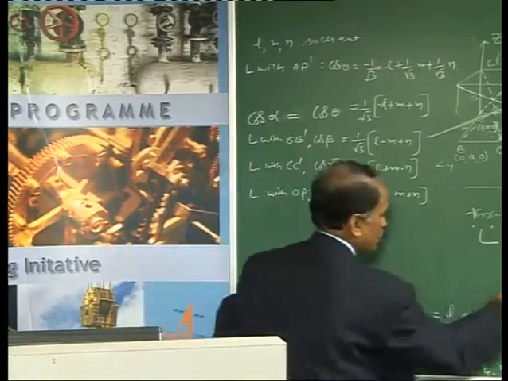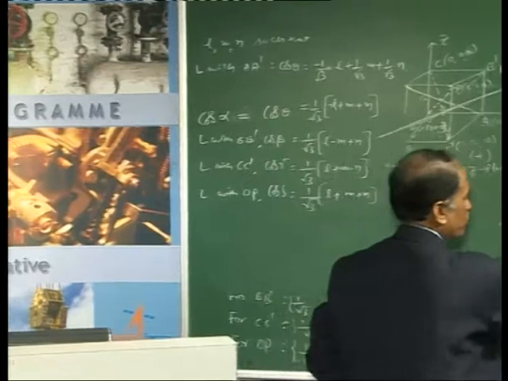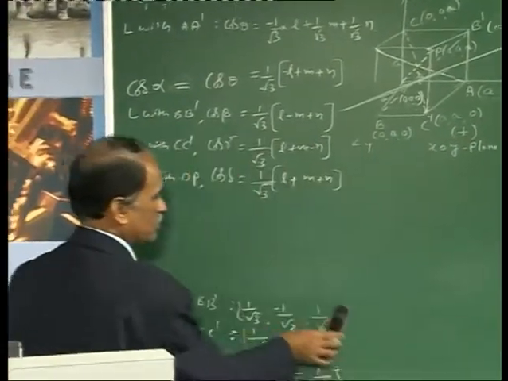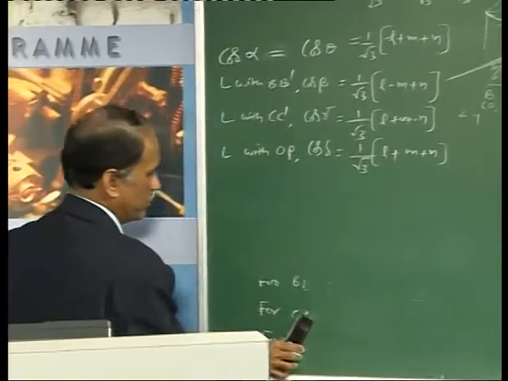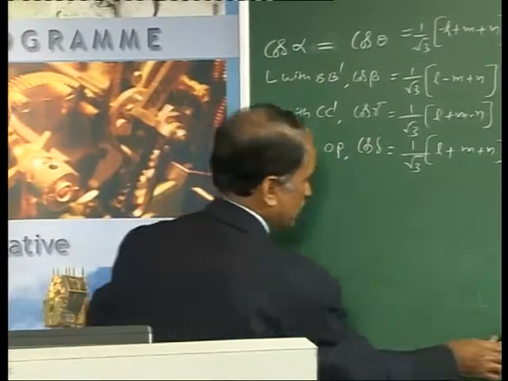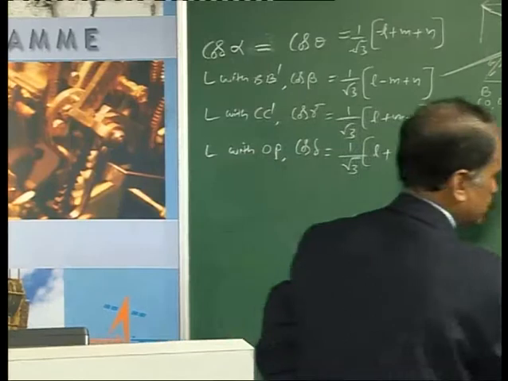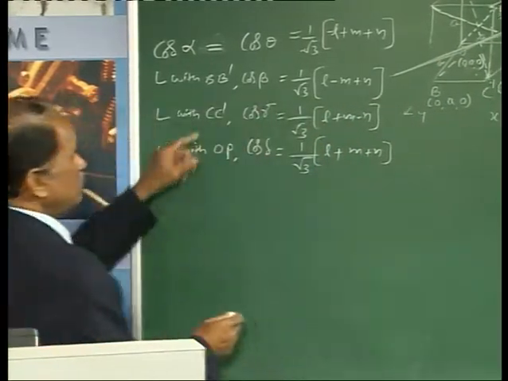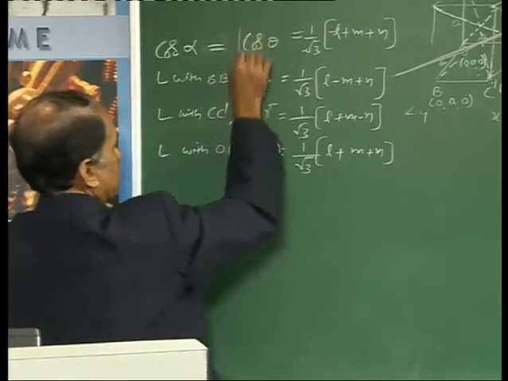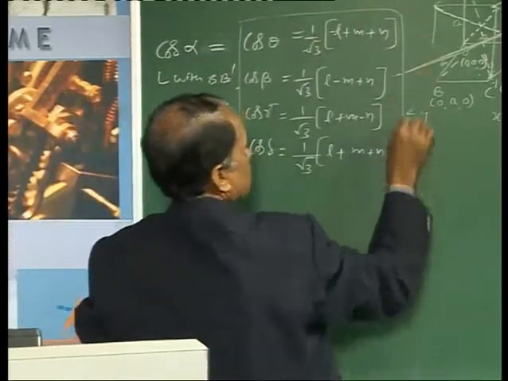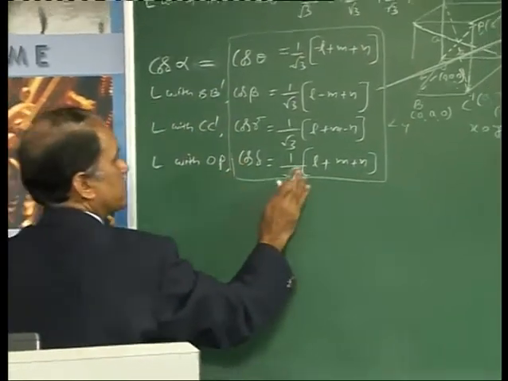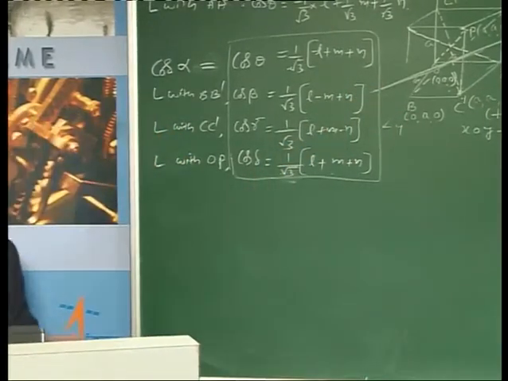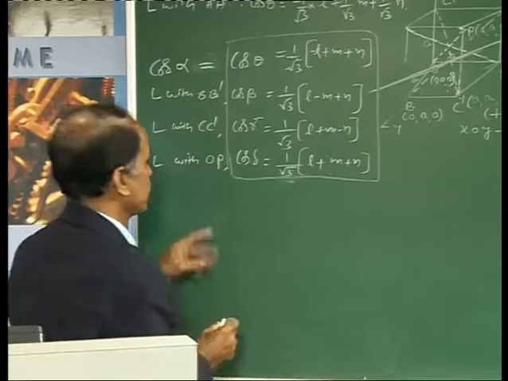What is the required result you have to prove? The first result is cos square alpha plus cos square beta plus cos square gamma plus cos square delta is equal to 4 by 3. So that result I am going to derive now. All the values which I have recorded now, how did we get them? Through that diagram where the 4 diagonals are there.